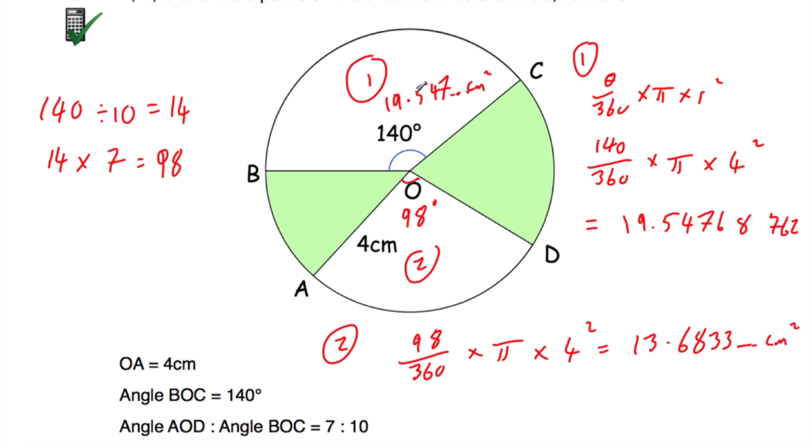So we've now got the area of this sector is 19.547 and so on. We've got the area of this sector is 13.6833 and so on centimeters squared. So we've got the area of the regions that are not shaded, or the sectors that are not shaded. Now what we're going to do is work out the area of the whole circle. So do pi r squared to get the area of the whole circle. And I'm going to add those together and take it away from the area of the whole circle.